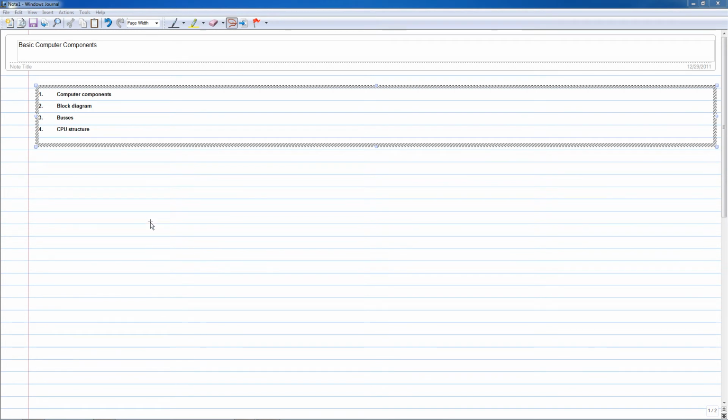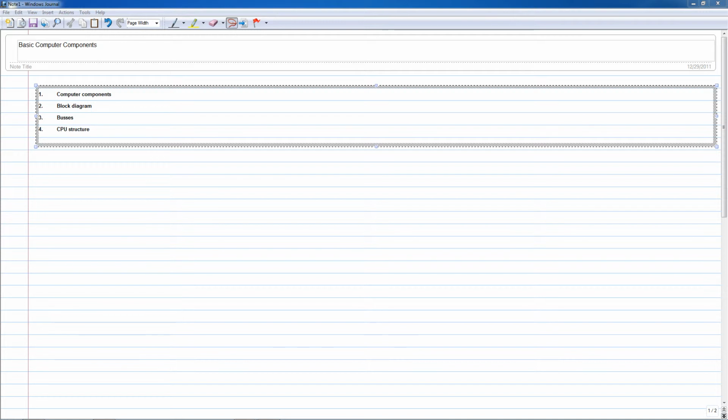Welcome everyone to this video on basic computer components. In this video we're going to discuss the various computer components. We're going to look at a block diagram of a basic computer. We're going to take a look also at the buses associated with the block diagram, and we're going to look into the CPU and its structure.